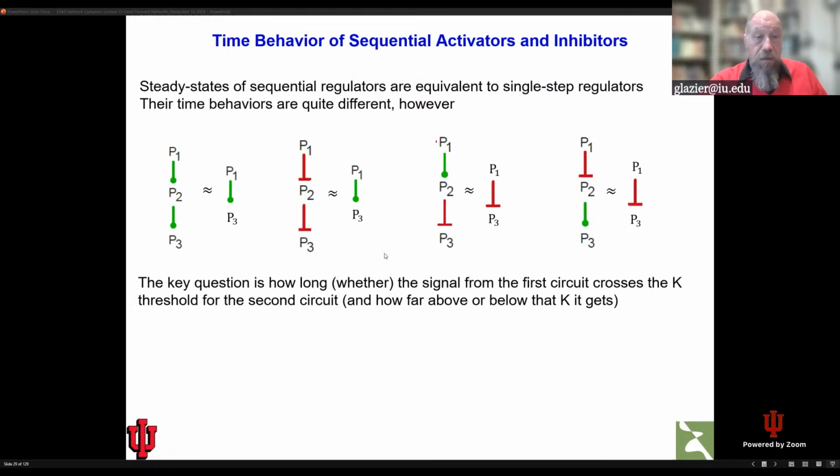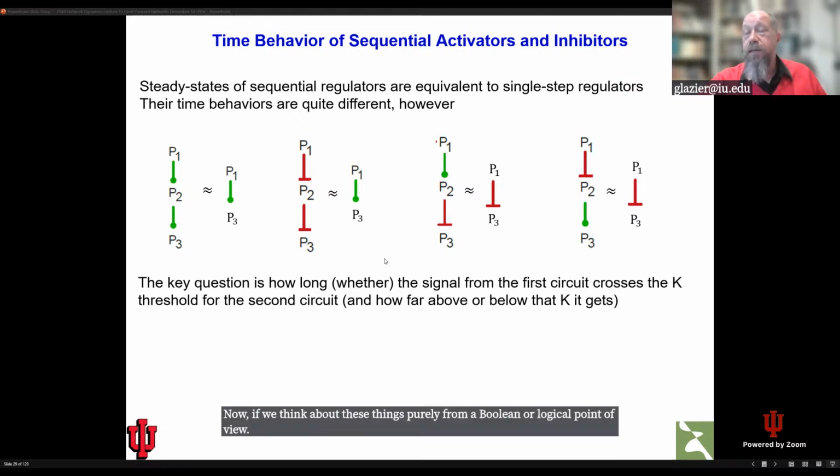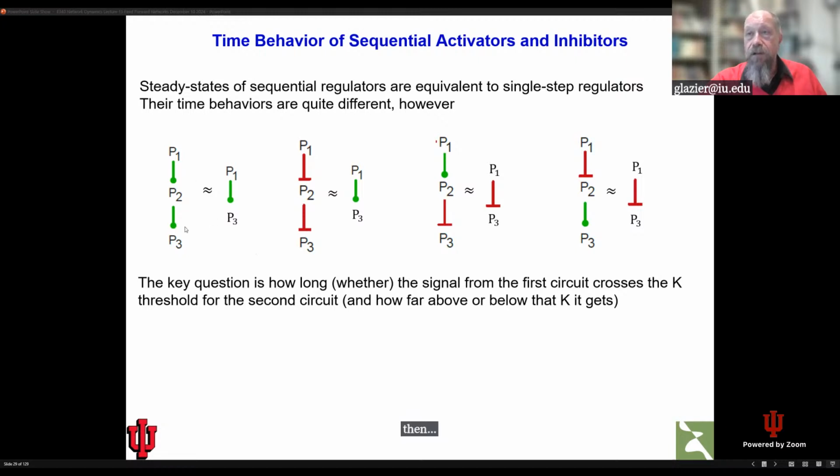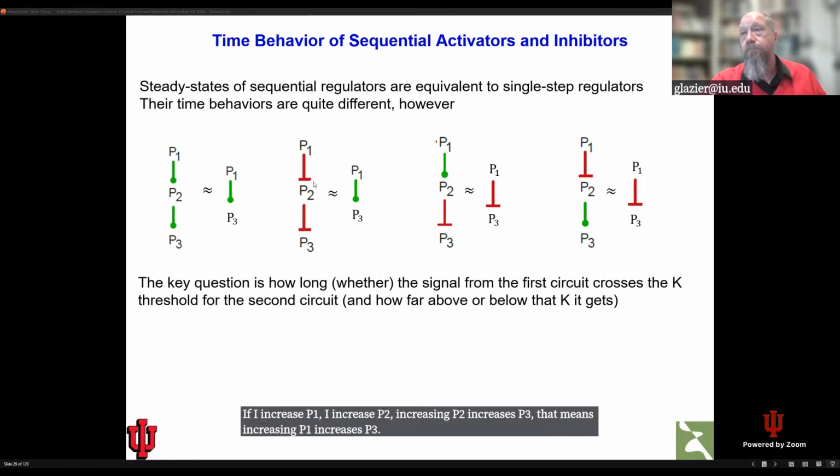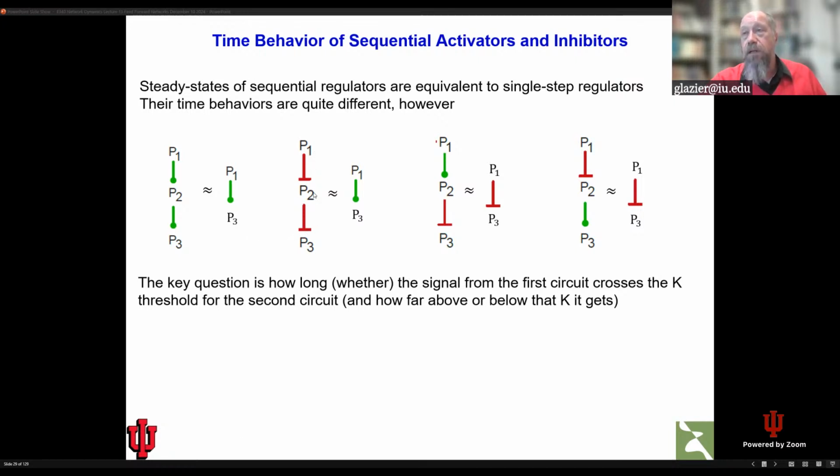Now, if we think about these things purely from a Boolean or logical point of view, then activator followed by activator is equivalent to activator. If I increase P1, I increase P2. Increasing P2 increases P3. That means increasing P1 increases P3. If I increase P1, it decreases P2. Decreasing P2 increases P3. Therefore, increasing P1 increases P3.